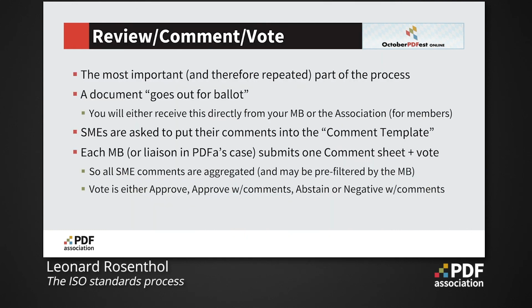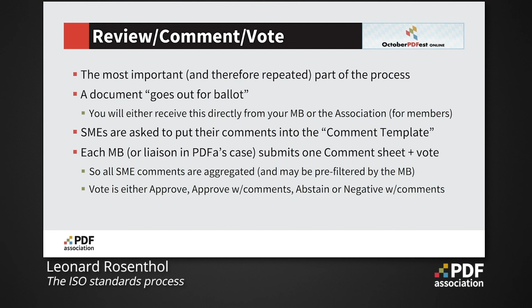So now let's talk about that thing that I mentioned many, many times, this review, comment, and vote process. This is the guts, the core of what happens at ISO, because we do it over and over and over again. Basically what happens here is the document goes out for ballot. That's what we call it. Because what happens is that you, as a subject matter expert, will receive a document either from your national body or from the PDF Association, if you're a member of our association, and you will then have the ability to put your comments into the comment template, and I'll review that with you momentarily, and then you submit a vote.